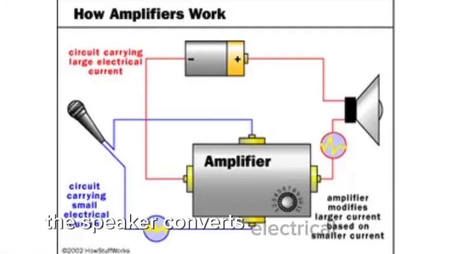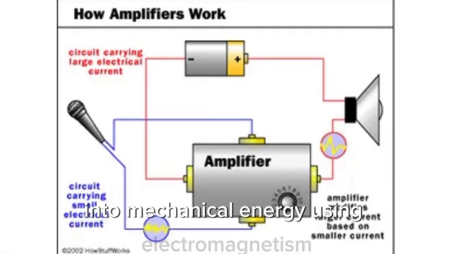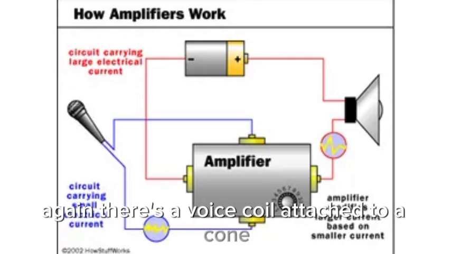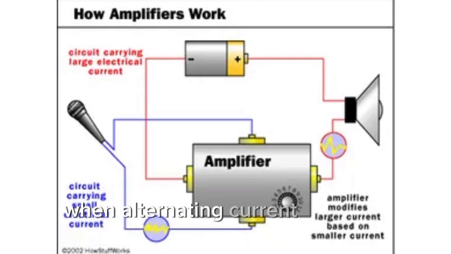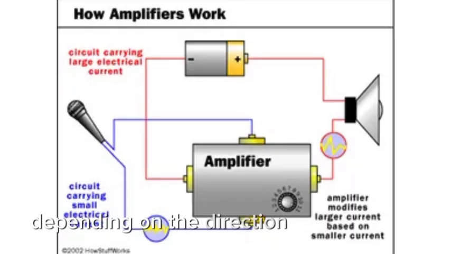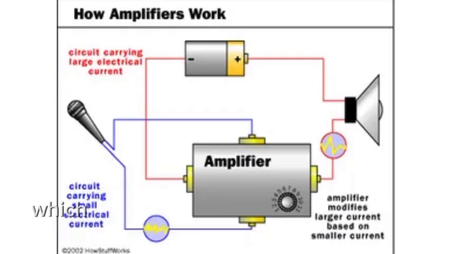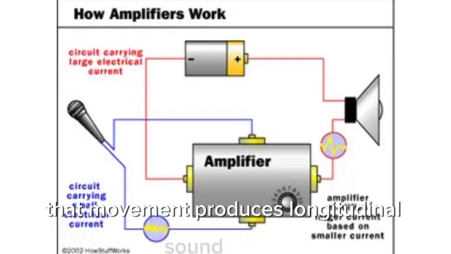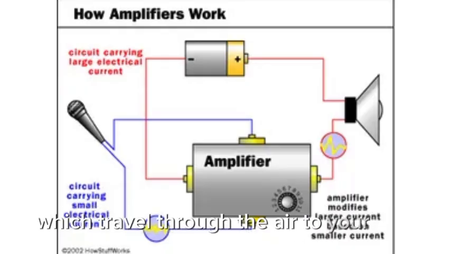The speaker converts electrical energy into mechanical energy using electromagnetism again. There's a voice coil attached to a cone. When alternating current from the amplifier flows through the coil, it becomes an electromagnet. It's positioned in a fixed magnetic field, so it's pushed and pulled depending on the direction of the current. This motion pulls and pushes on the cone, which pushes and pulls the air in front of it. That movement produces longitudinal sound waves, which travel through the air to your ears.